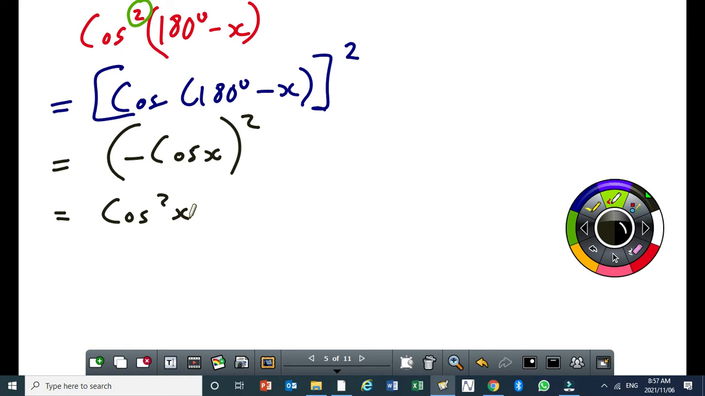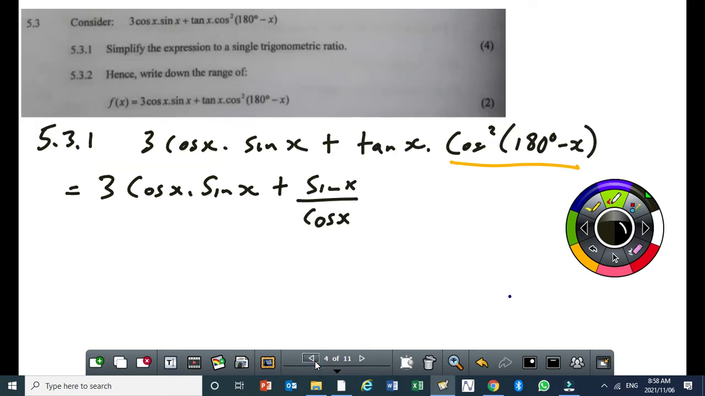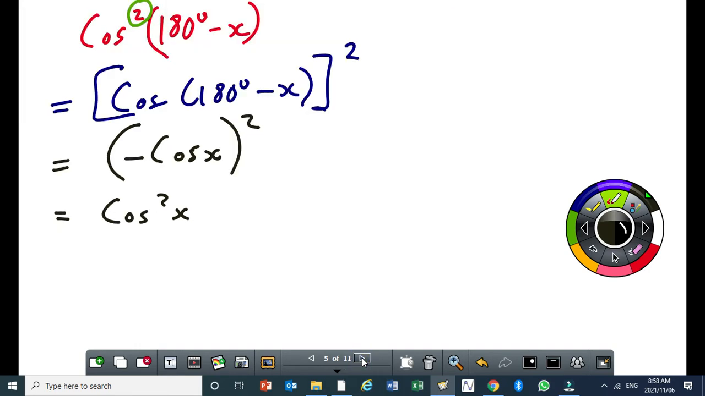Please, you have to know this, you never know. They might bring a question where you need to know this. So cos squared of (180 degrees minus x) is equivalent to positive cos squared x. So let's substitute that. So here I'll put times cos squared x. You following?